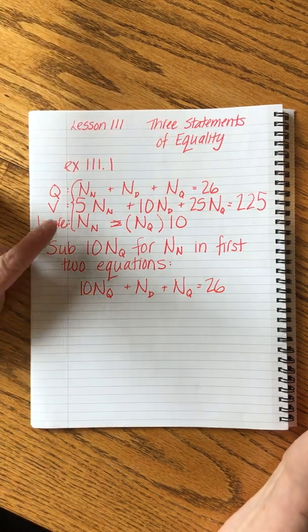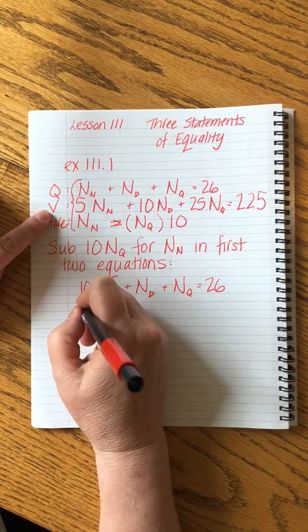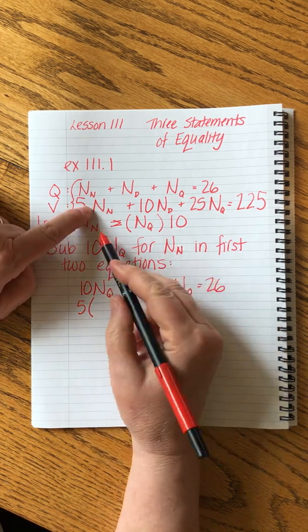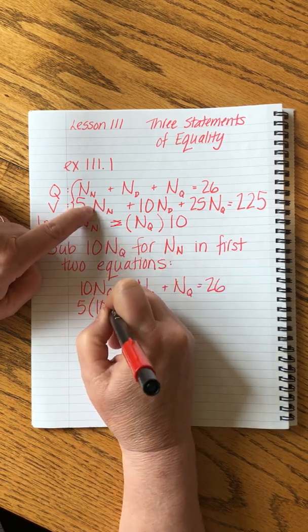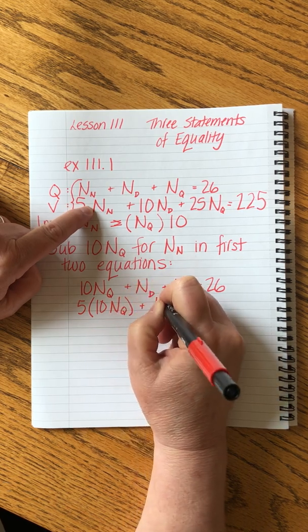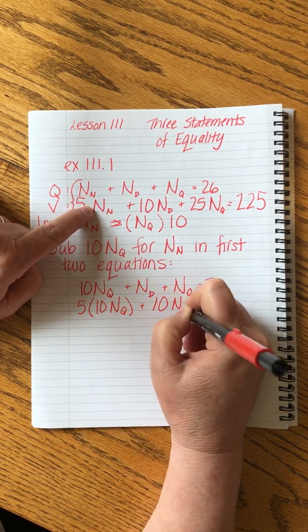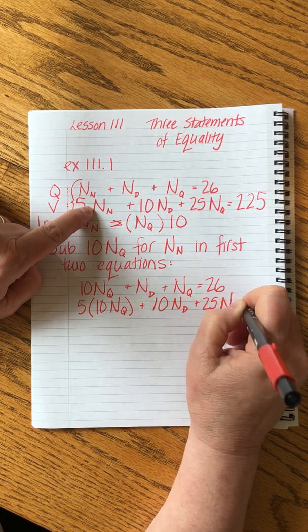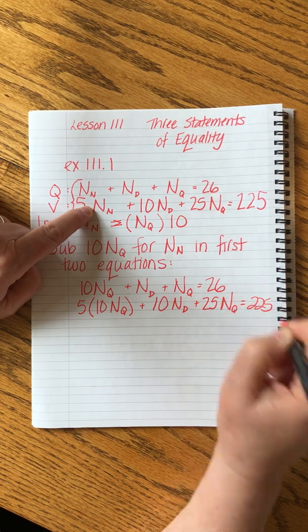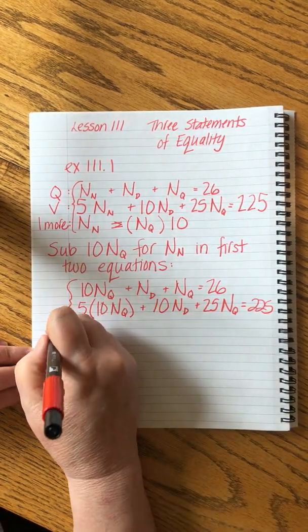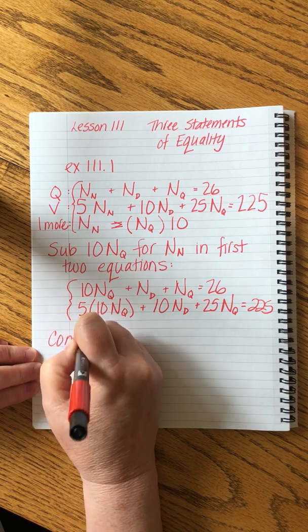And then I'll do it here. It'll be 5 times the number of nickels equals 10NQ. So I'm going to have to distribute this time. 10ND plus 25NQ equals 225. Okay, so that's with me substituted in. Now I'm going to combine like terms.